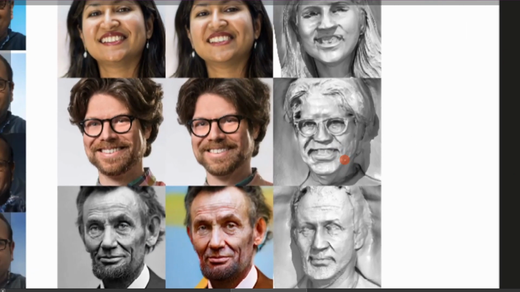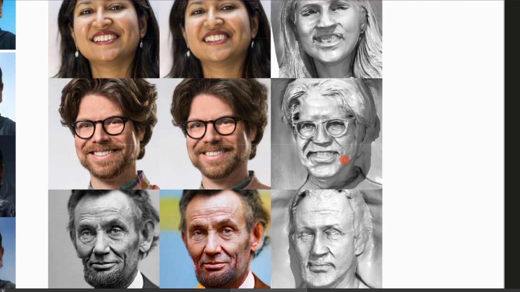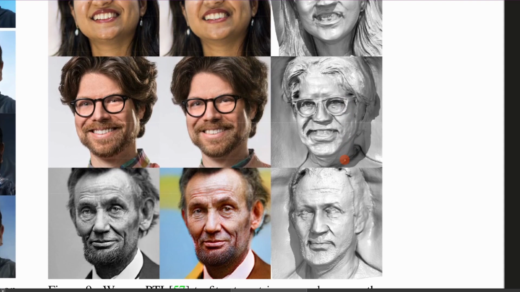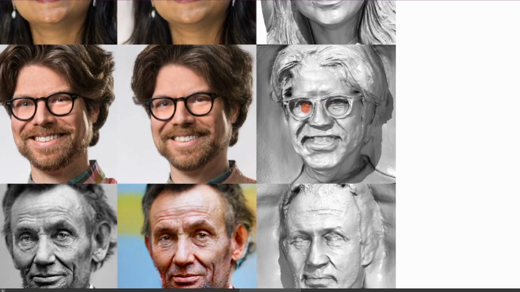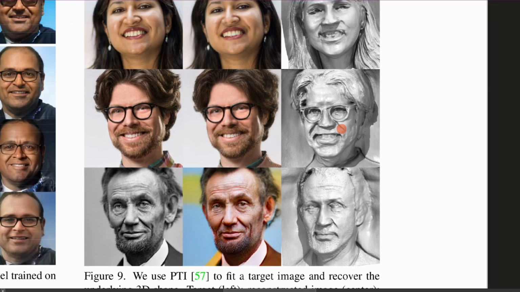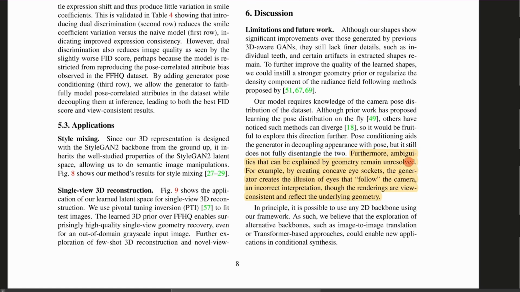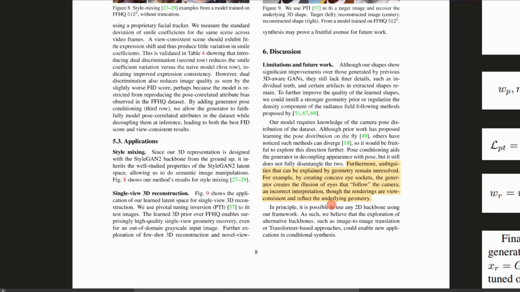So what you can notice here, I mentioned the concaveness of the eyes, and that's the reason why it always looks like the eyes are looking directly into us, directly into our eyes, because you can see that the eye sockets are kind of concave here. I think they mentioned that somewhere down here. Let me find it. So furthermore, ambiguities that can be explained by geometry remain unresolved. For example, by creating concave eye sockets, the generator creates the illusion of eyes that follow the camera, an incorrect interpretation, though the renderings are view consistent and reflect the underlying geometry. Okay.